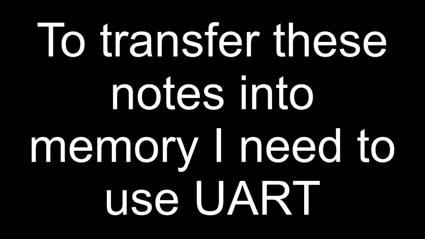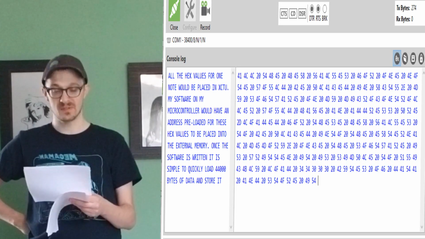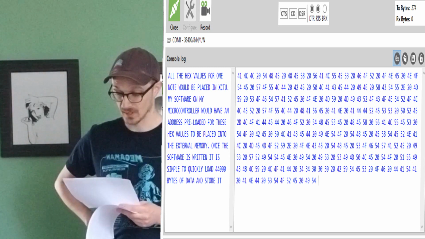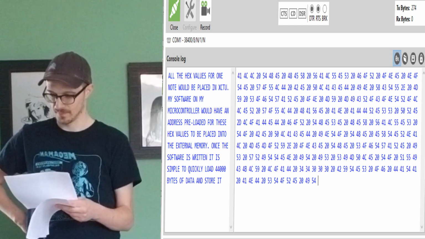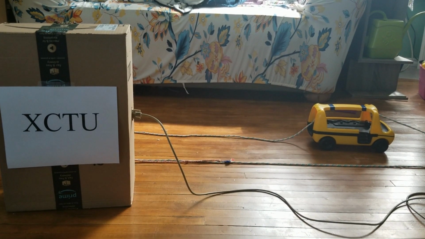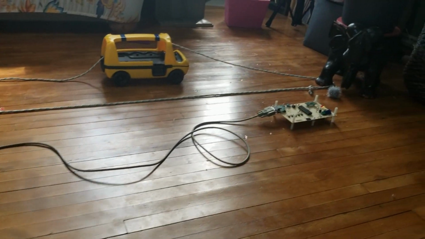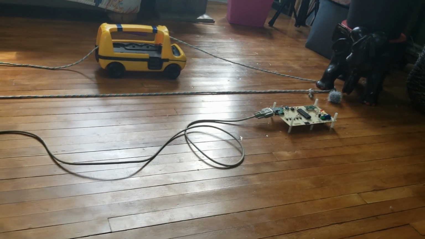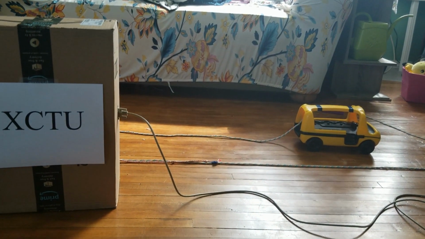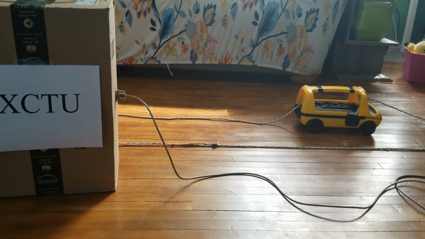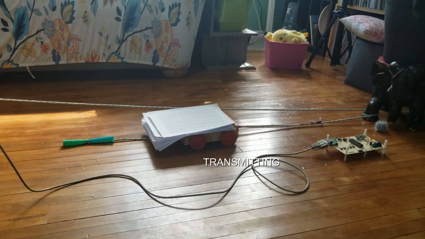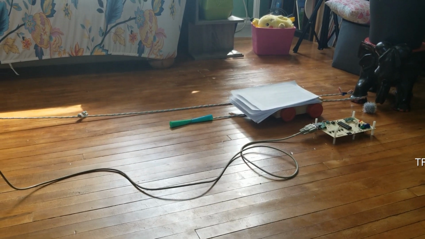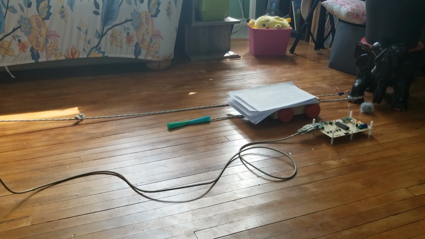To transfer these notes, I need to use UART. UART's main purpose is to transmit and receive serial data through a physical connection. My project uses a program called XCTU to facilitate the transfer. Now that my computer is running XCTU, I have connected my computer to my microcontroller with a UART cable, and now I can transmit the digital representation of a note over the UART cable. Success! The note has made it to the microcontroller.